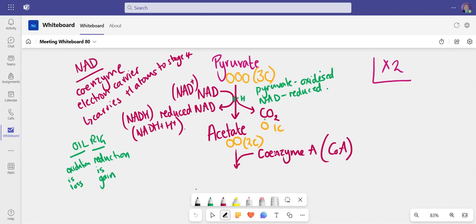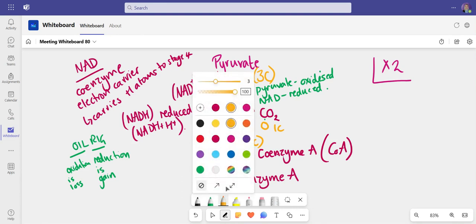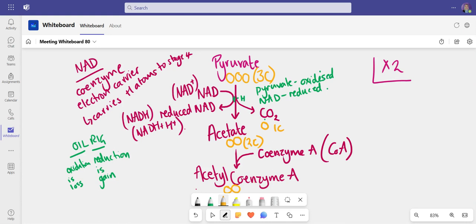So acetate plus coenzyme A together make acetyl coenzyme A. Okay, this didn't contain any carbons, so the 2 carbons that we have there will remain. It's still going to be a 2-carbon molecule. Okay, and that's going to form our starting point ready for the Krebs cycle. Remember that all of this happens twice.